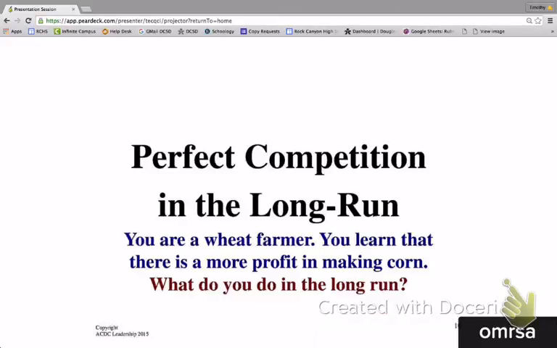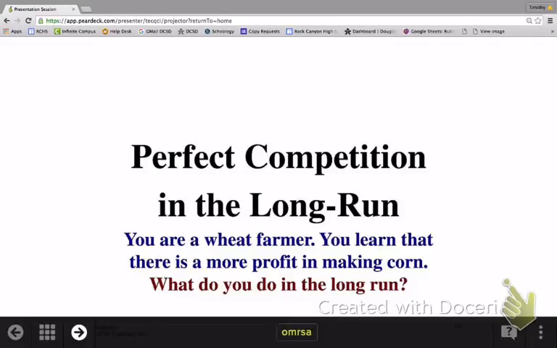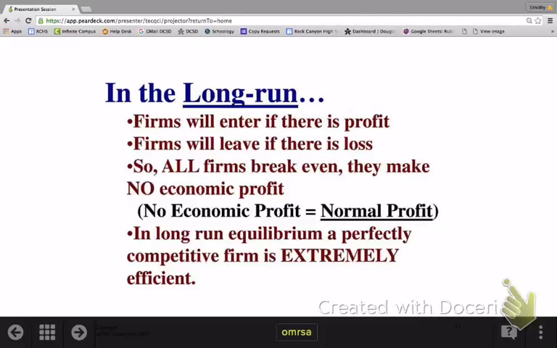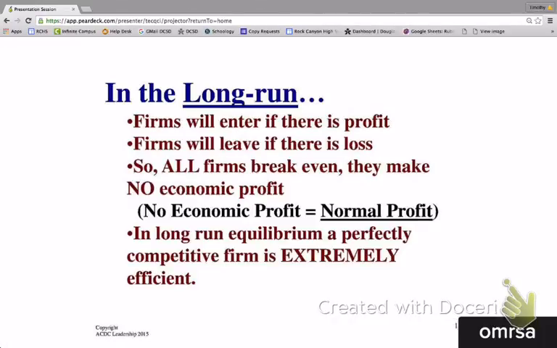So now let's look at perfect competition in the long run. Let's assume you are a wheat farmer and you learn there is more profit in making corn. What do you do in the long run if you're growing wheat? Well, in the long run, if you see there's more profit making corn, you'll want to switch to making corn. So firms will enter the industry if they see there are economic profits being made. Firms will leave the industry if there are economic losses being made. This is what they can do in the long run because all inputs are variable in the long run.